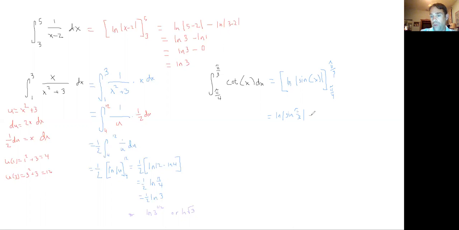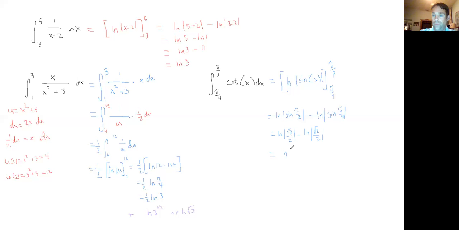The College Board will not allow us to leave this, even on the FRQ part, as sine of pi over 3 and sine of pi over 4. They will always make you evaluate trig functions. So sine of pi over 3, friends, that would be root 3 over 2. Sine of pi over 4 would be root 2 over 2. And we can combine these here, so you might get an answer that looks like that.